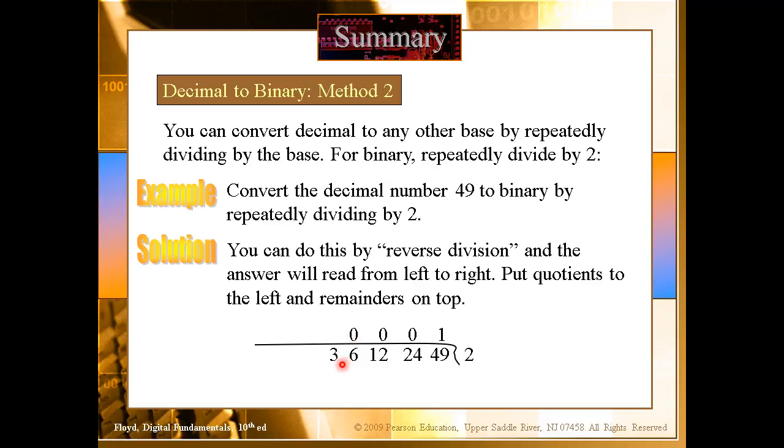Now, you divide 3 again because you do not stop until you get 0. So I divide 3 again. What do I get if I divide 3 by 2? What is my quotient and what is my remainder? Quotient is 1, remainder is 1, right? So this is my quotient and this is my remainder. This time the remainder is 1.